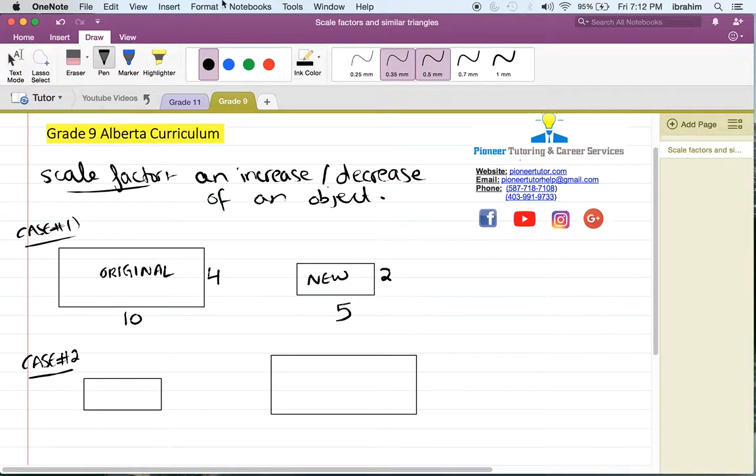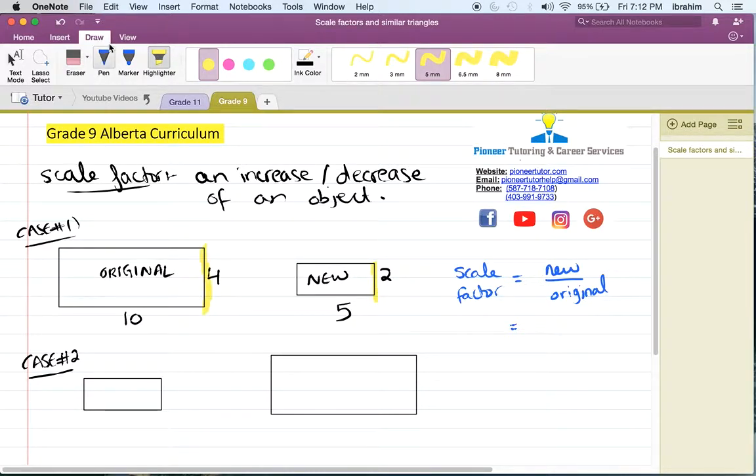Now in order for me to find the scale factor, I essentially need to use the following formula. Scale factor is equal to the length of any of my new image divided by any corresponding length of my original image. So if I look at case number 1, my new length I can use 2, and the corresponding one to this is 4.